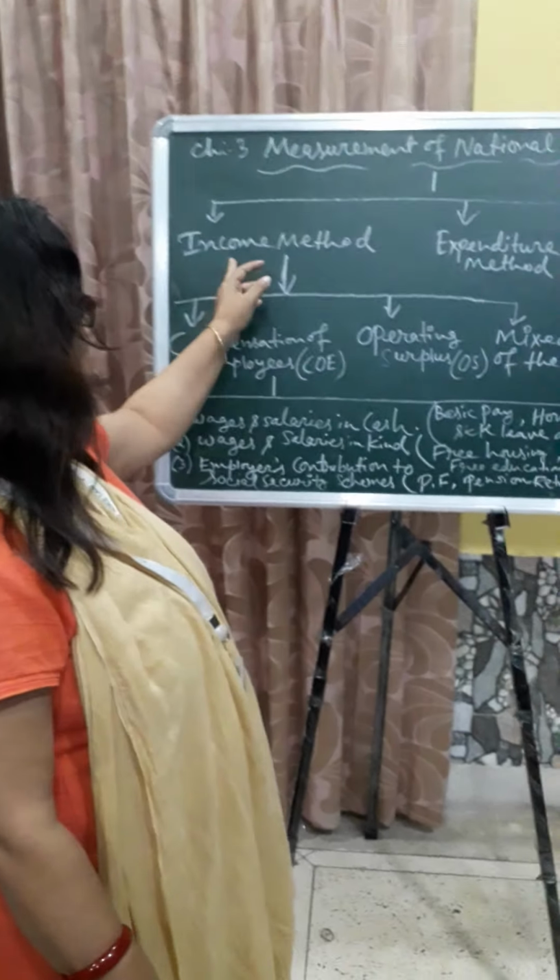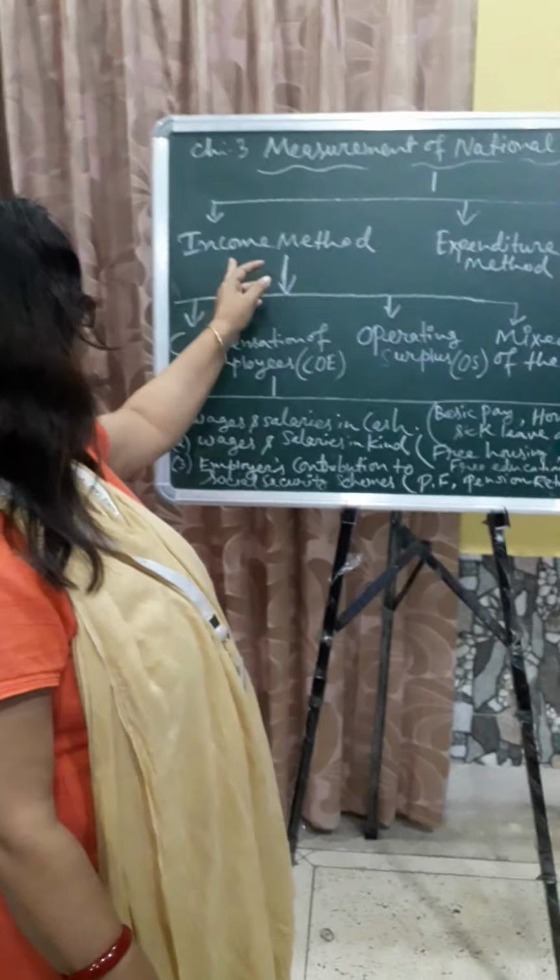So only a small portion I have discussed now. COE is done, and operating surplus is left. So next, operating surplus. What is operating surplus? You write the elements of operating surplus.